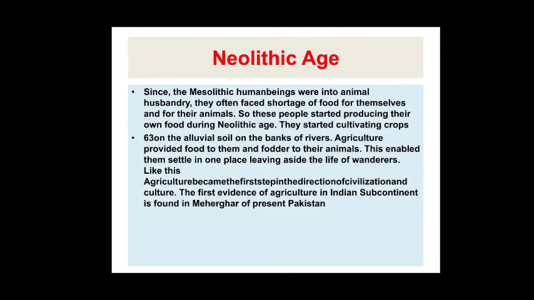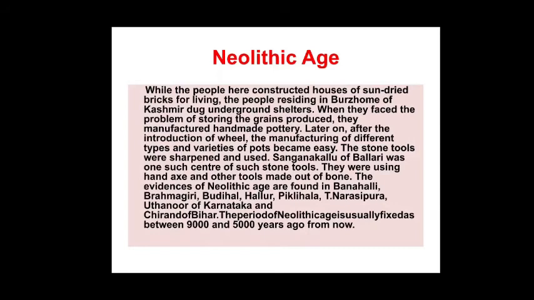So in the Mesolithic and Paleolithic ages, people were always searching for food and animals. In all seasons, food and nuts were not available. That's why in the Neolithic age people started producing their own food. They started cultivating crops on the alluvial soil and on the banks of rivers. Where there was a riverbank, they stayed there and started agriculture. Agriculture provided food to them and fodder to their animals.